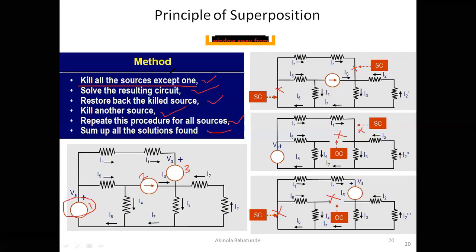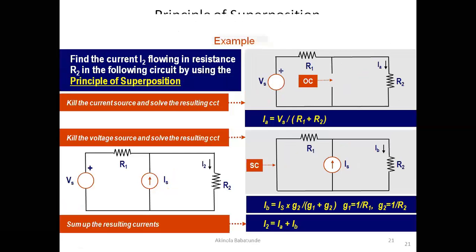Now, to make it easier, we're going to look at 1 or 2 examples together, and then we'll look at how that applies. Here is an arbitrary example that we can quickly look at: find the current I2 flowing in resistance R2 in the following circuit by using the principle of superposition. So this is a circuit. We're looking for I2. This is I2, okay, flowing in the resistance R2 in the following circuit.